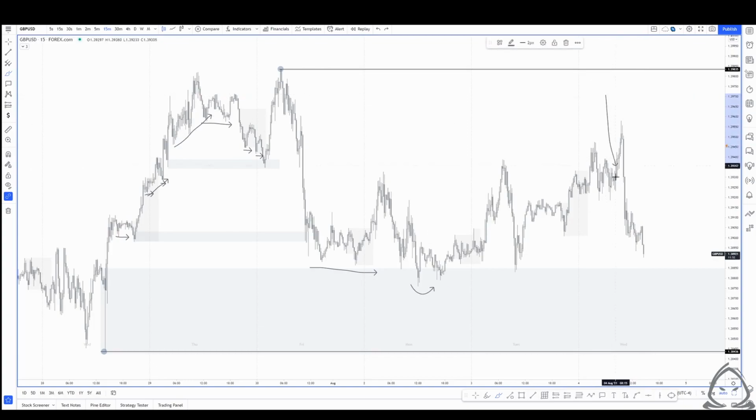And until this point, we could say that yes, price is more than likely going to start to move to the upside, because we're starting to see a strong trend. We're creating that minor structure.